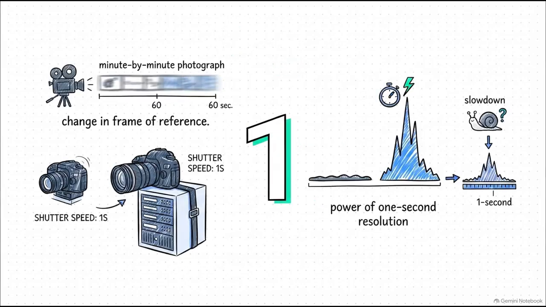So, the crucial point here is that to catch a transient ghost bug, we need to totally change our frame of reference. We need to upgrade from taking a slow minute-by-minute photograph to strapping a high-speed camera right onto your server. And that brings us to the immense power of 1-second resolution. When you track metrics every single second, those hidden fleeting spikes suddenly become towering mountains on your dashboard. You can finally see exactly what happened the very second a user reported a slowdown.